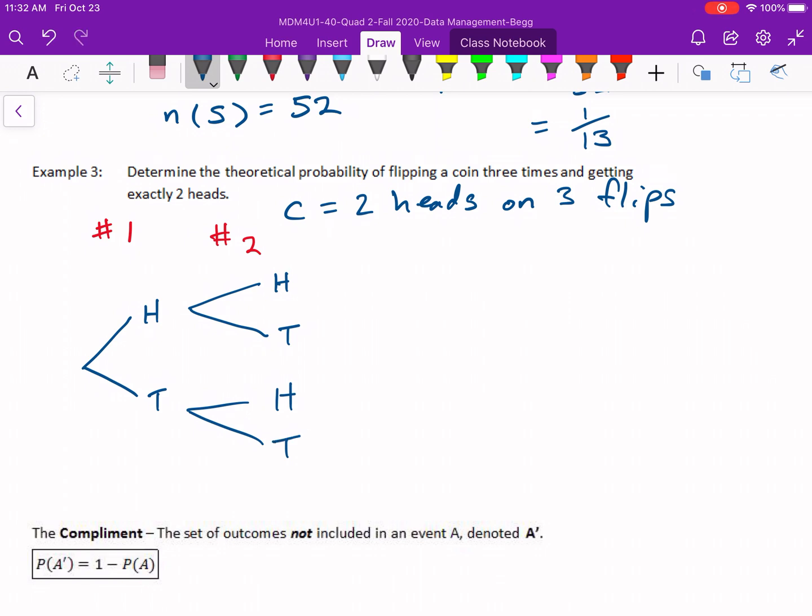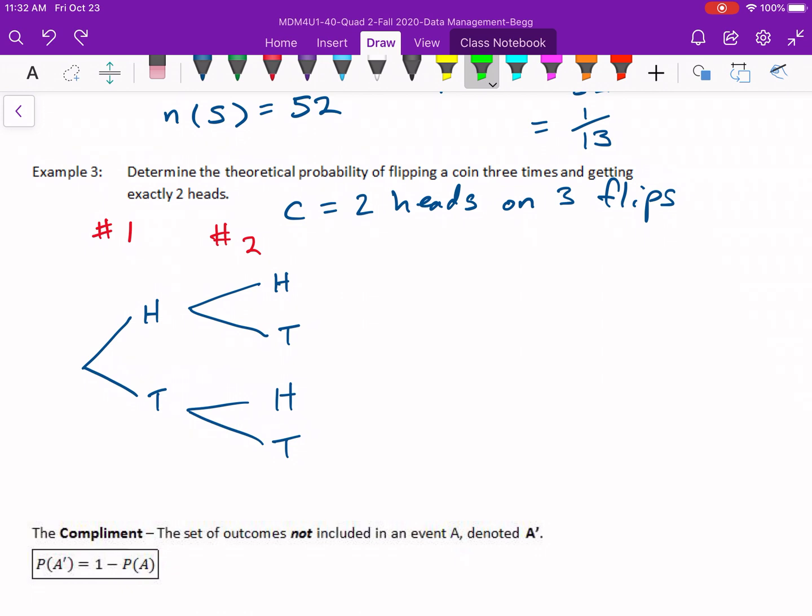So far I've imagined flipping a coin twice, and there's actually 4 possible outcomes. Let's take a look at them. It could go heads, heads, so I could get 2 heads on 2 flips. I could get a heads followed by a tails on 2 flips. I could get a tails followed by a heads on 2 flips. Or I could get both tails on 2 flips.